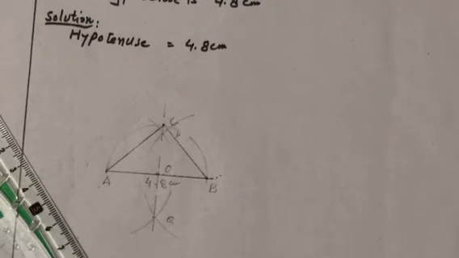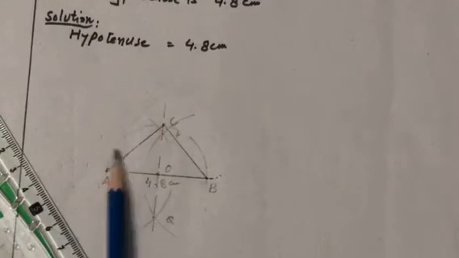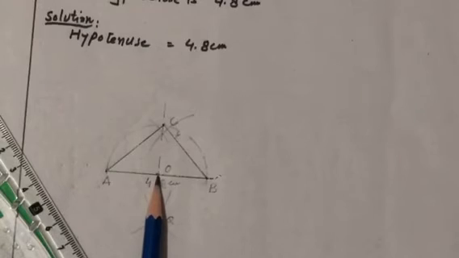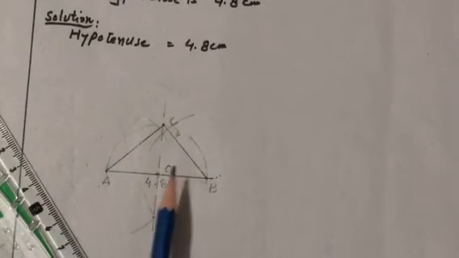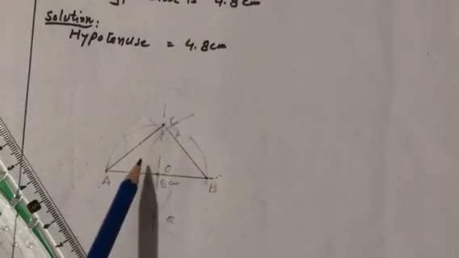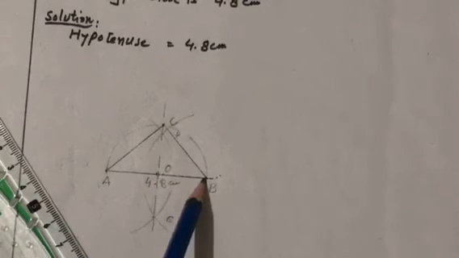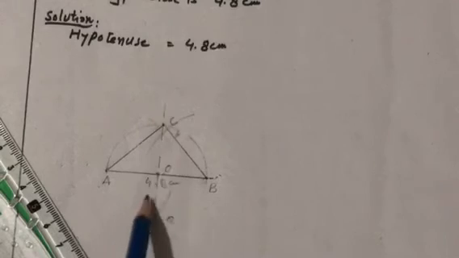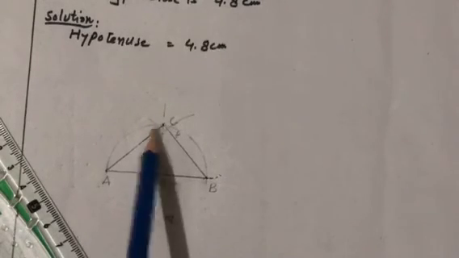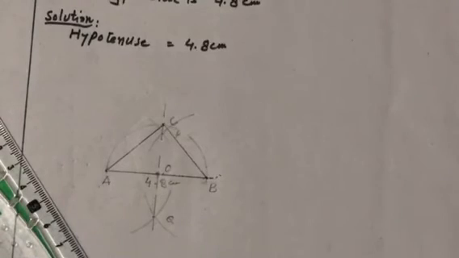The steps of construction are: first of all you will take a line segment AB of 4.8 centimeter, then draw PQ, the right bisector of AB, which cuts AB at point O. The next step is to take O as a center and draw a semicircle of radius OA or OB, which cuts PQ at point C. Now join C to A and B. So ABC is our required triangle.